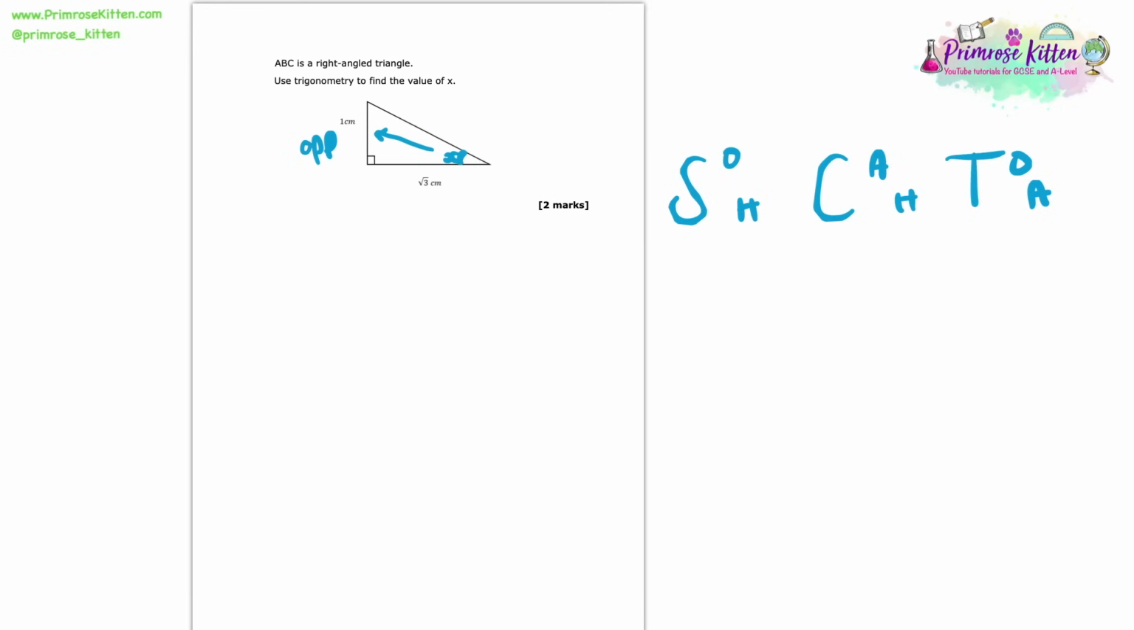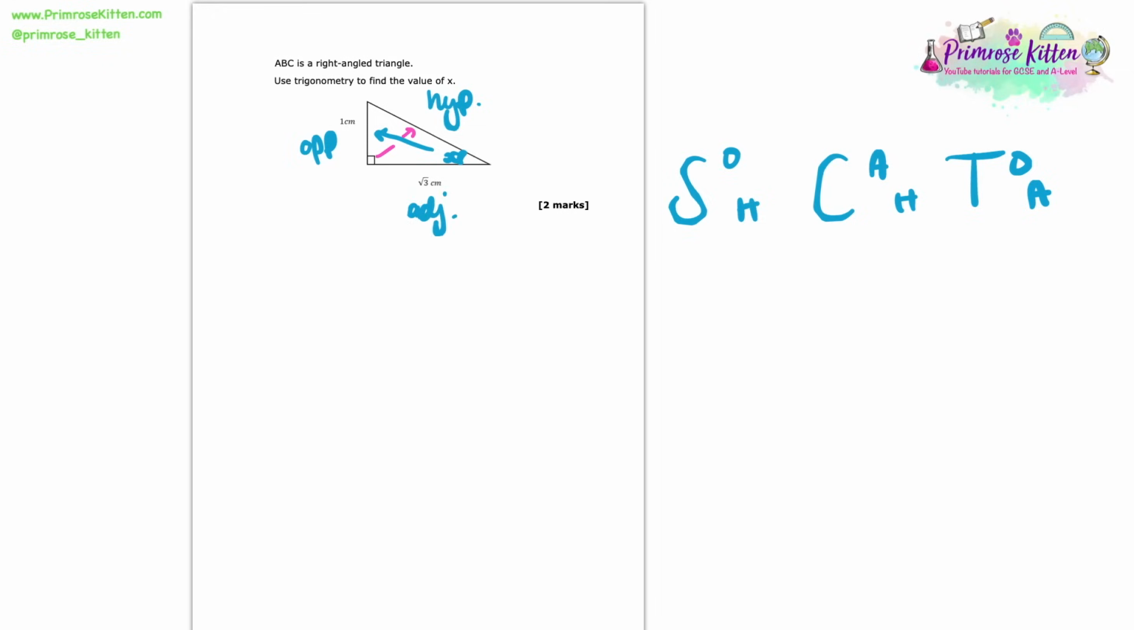Now the hypotenuse is always the longest side of the triangle, and that always ends up being the one opposite to the right angle as well. Now the adjacent is the side which is next to the angle x. The reason why I always do that last is because technically there's two sides next to the angle x. There's both the hypotenuse and the adjacent. But if we identify the hypotenuse first, then we're not going to get confused. So adjacent is this last one here.